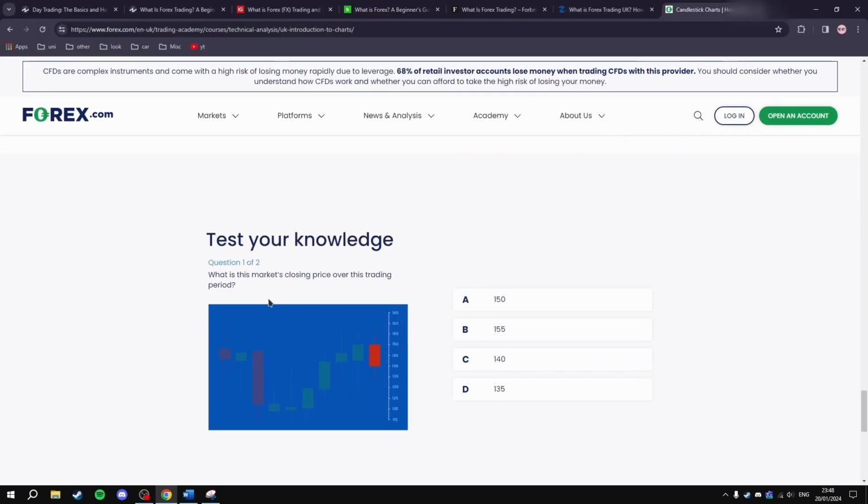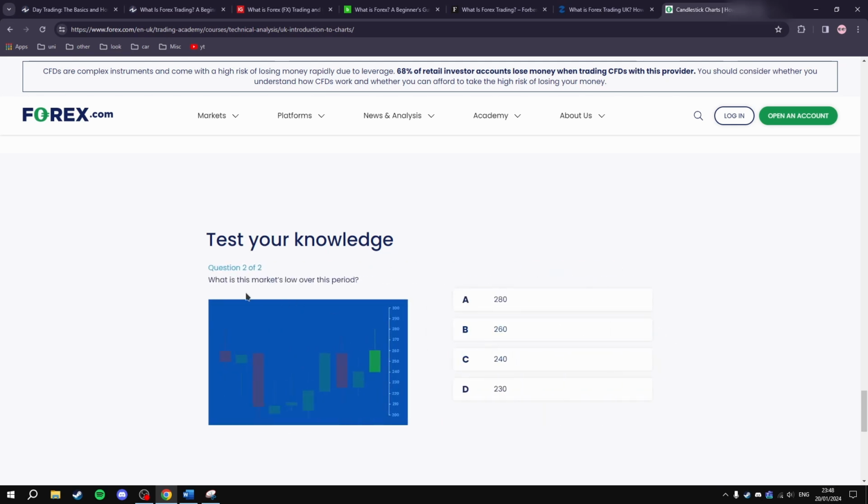Test your knowledge. What is this market's closing price over a trading period? If it's a red one, then the opening is higher than its closing. So the opening price must be at the top here, the closing at the bottom, so 140. What is this market's low over this period? It's either one of these two points here, and that is 240.